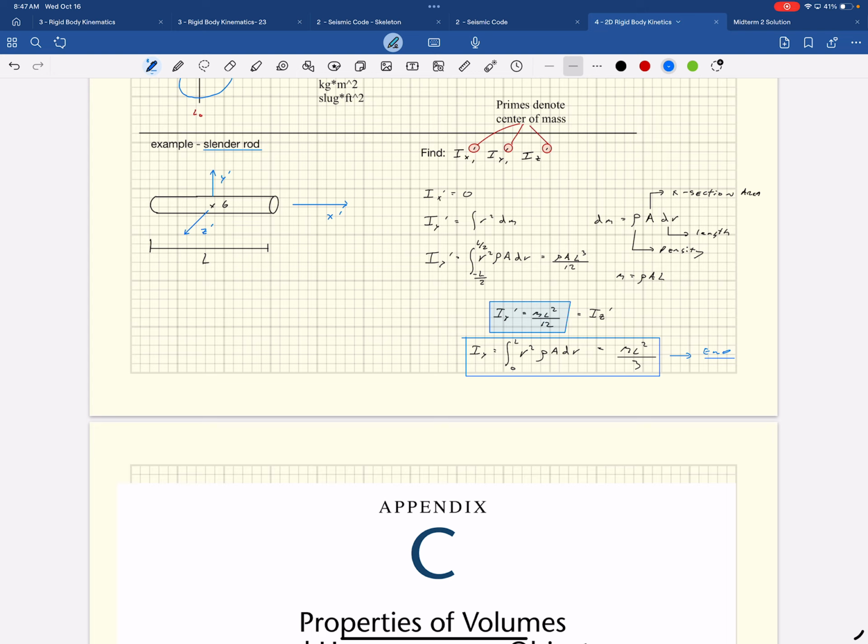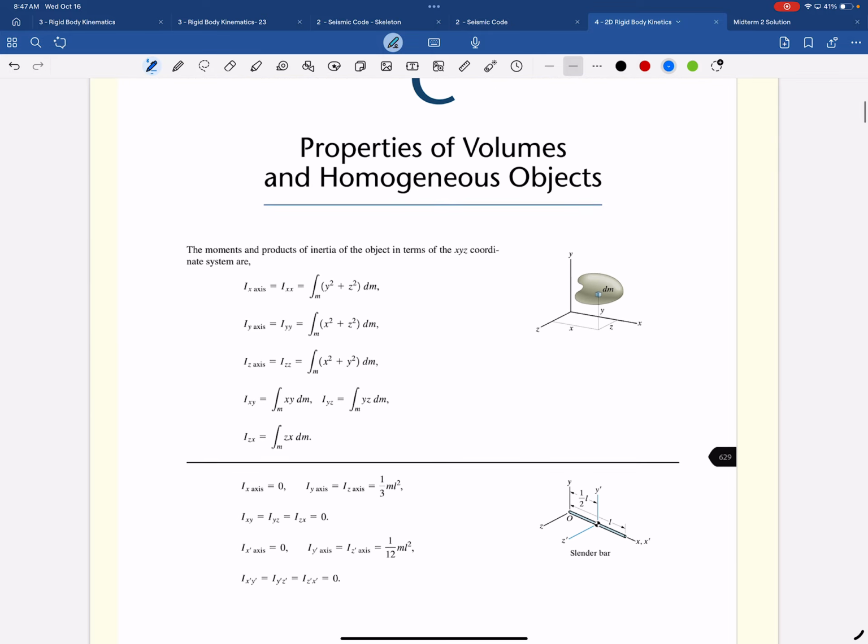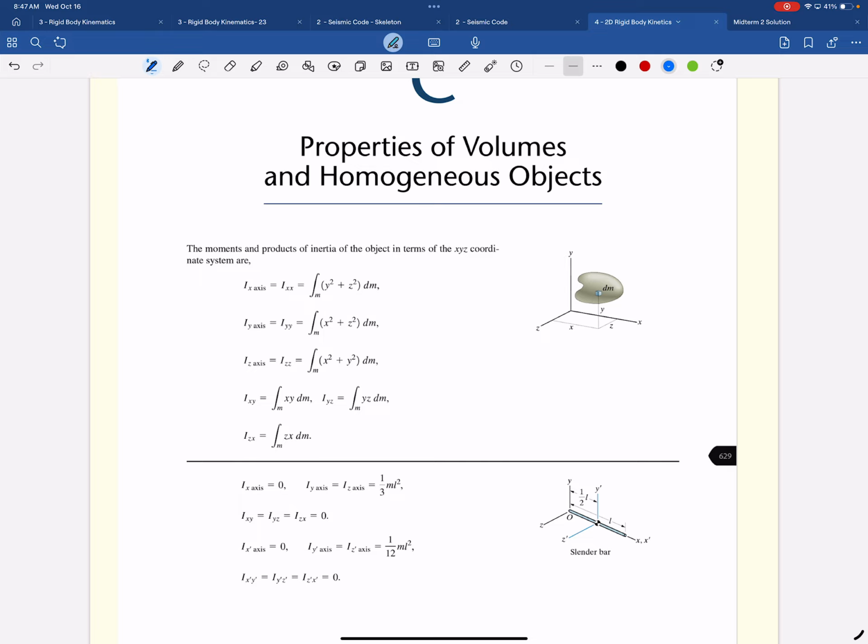Okay, so the good news is, that was kind of a pain in the ass because we had to do an integral. We always hate doing integrals. But the good news is we don't have to do it. This has been done for us for a bunch of standard shapes, just like you did in mechanics of materials.